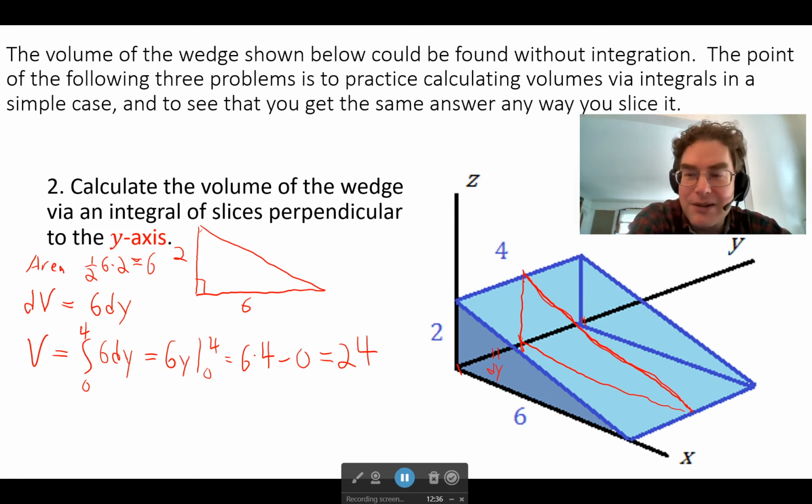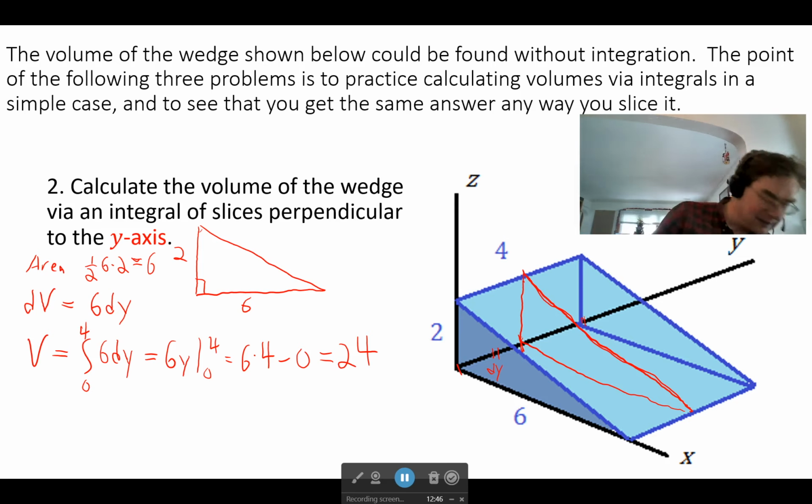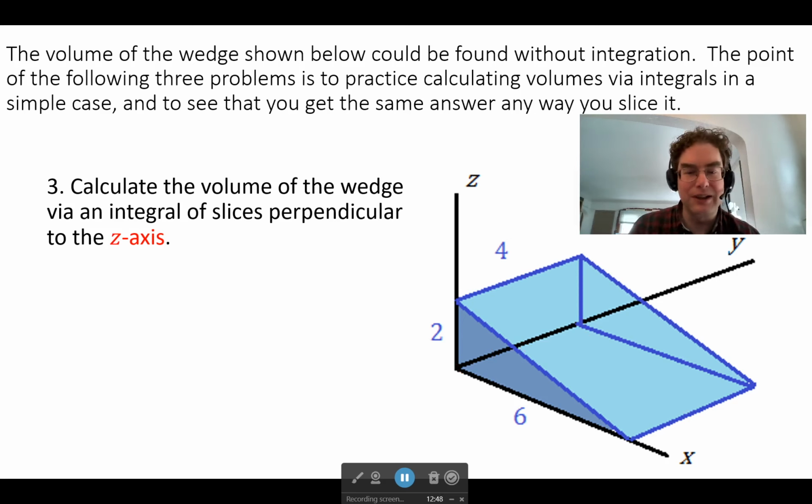But let's go ahead and see what happens when we slice perpendicular to the z-axis as well, just to see how that looks and how that turns out. Okay, so here we go. Here's our third situation, slicing perpendicular to the z-axis, and see if you can picture what type of slices we're going to get this time.